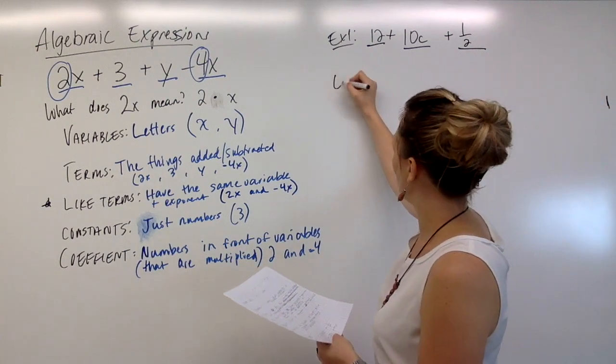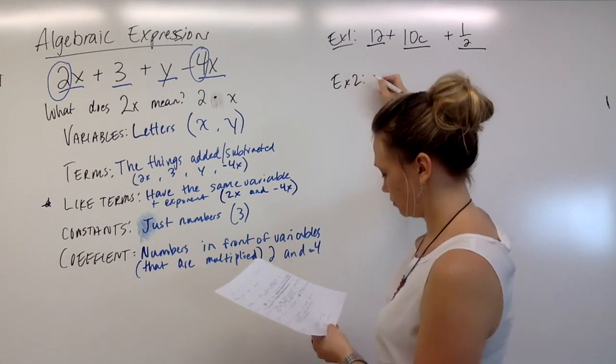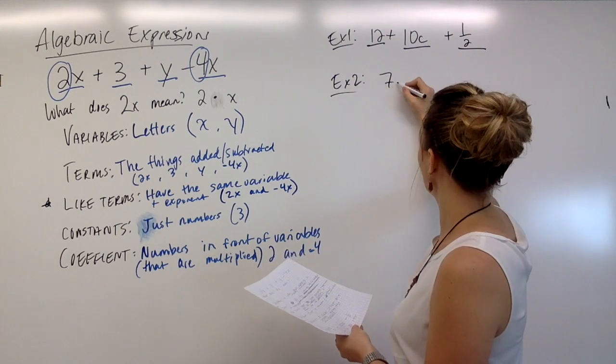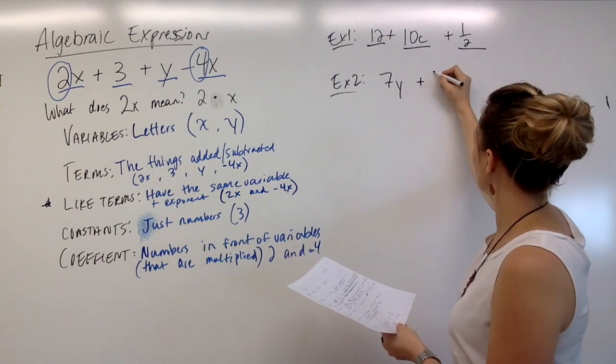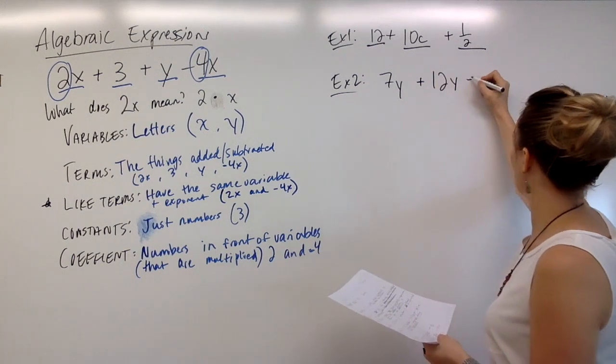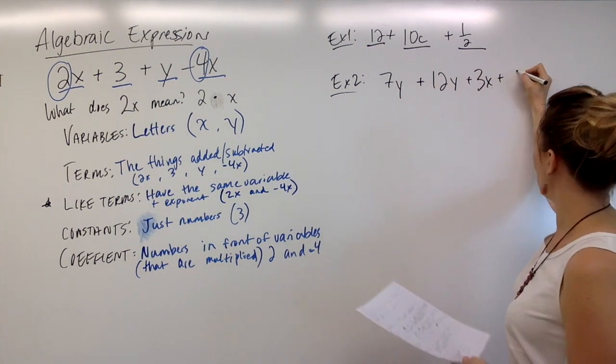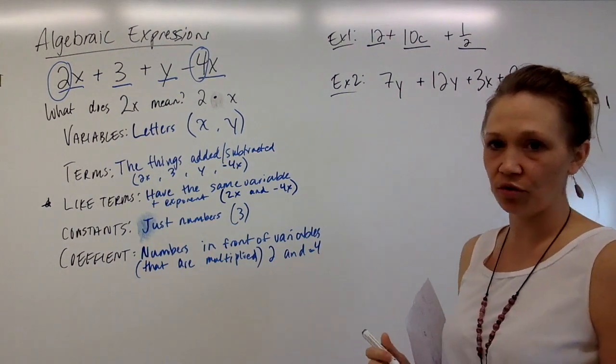All right, let's try the same thing here. Example 2 with 7y plus 12y plus 3x plus 9x. Okay, pause here and go through that process again.